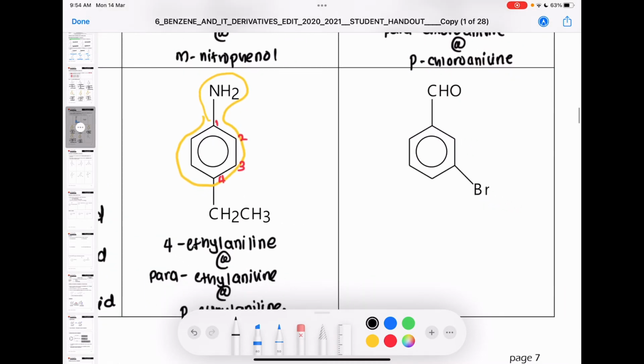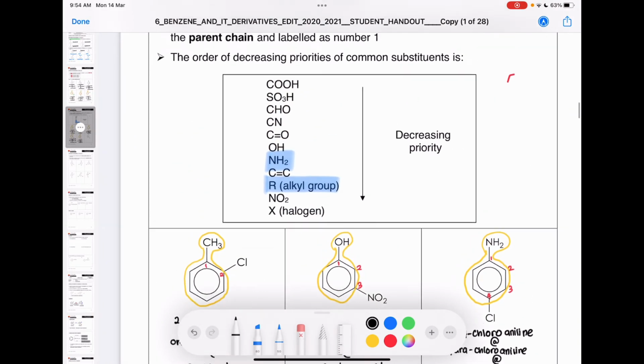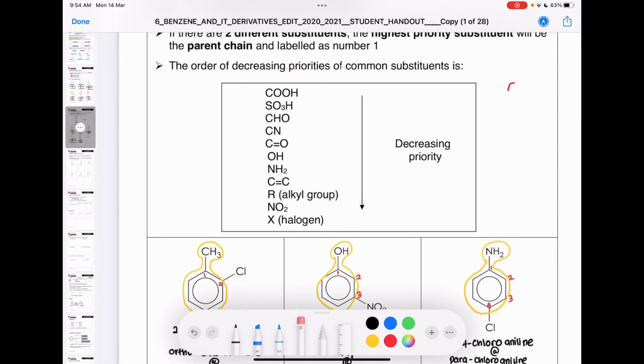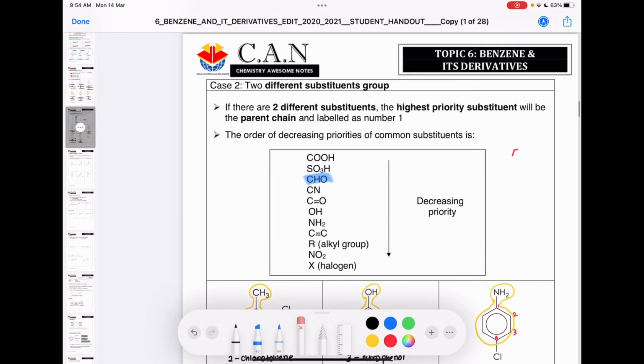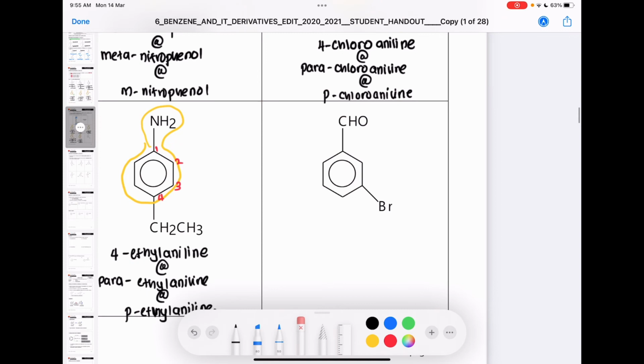And lastly, this one we have CHO and bromine. So let's take a look. CHO, where is it? Yeah, we have this CHO. And the other one is bromine. So bromine is halogen group here. So CHO will be together with the parent chain. So this will be your parent chain. It will be carbon number 1, carbon number 2, and carbon number 3.